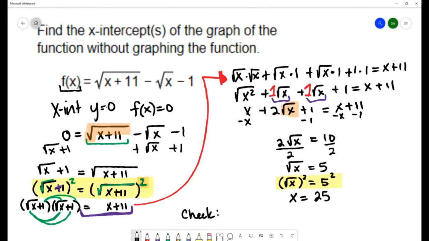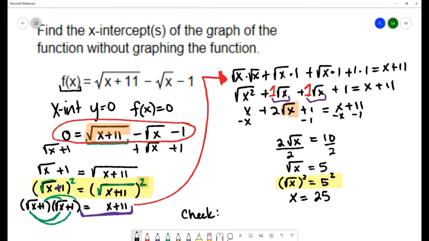That's because when you square both sides, sometimes you get what's called extraneous solutions. Those are extra solutions that don't work in the original problem. So we need to check if 25 works in our original equation. So I'm checking to see if it works in this original equation here.